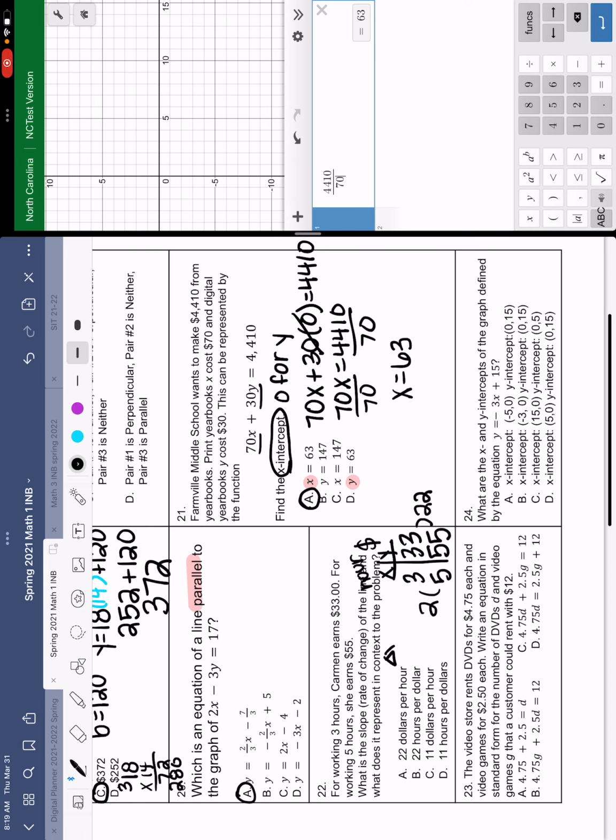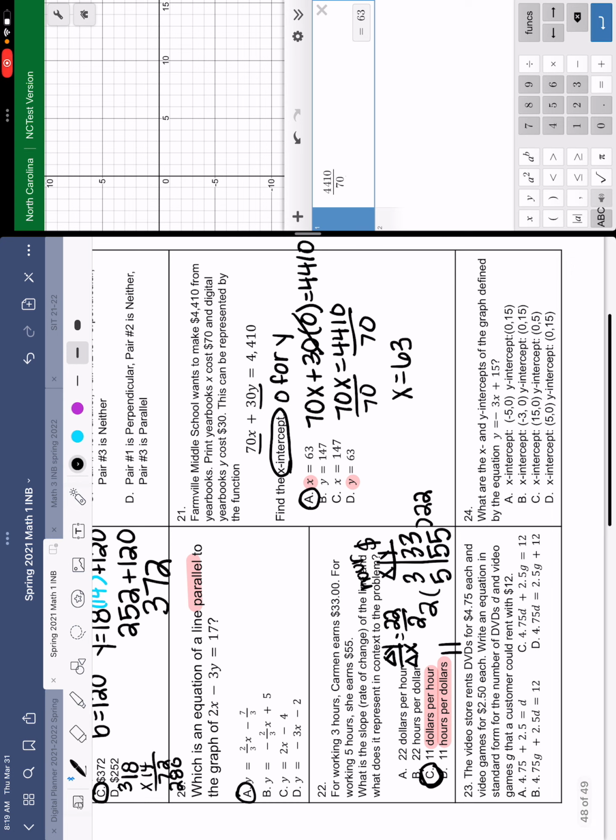So the change in Y over the change in X is going to be 22 over 2, which is $11 per hour. So be careful here. So $11 per hour versus 11 hours per dollar. So we're going to do it correctly, which is C.